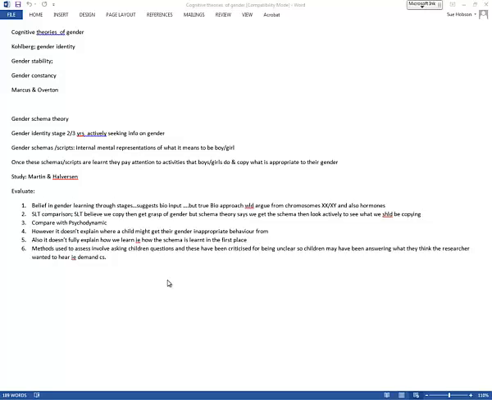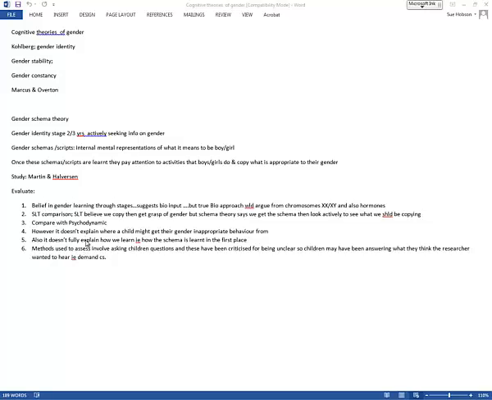Also, the methods they've used to assess them have been criticised, as we've just said, because it may be that we've got a lack of validity here. Are we really testing gender identity, gender concept, or are we really testing whether the child understands what the experimenter is asking them? That's a completely different thing, because then you're not assessing whether the child understands gender. So there are flaws with the methods that have been used.